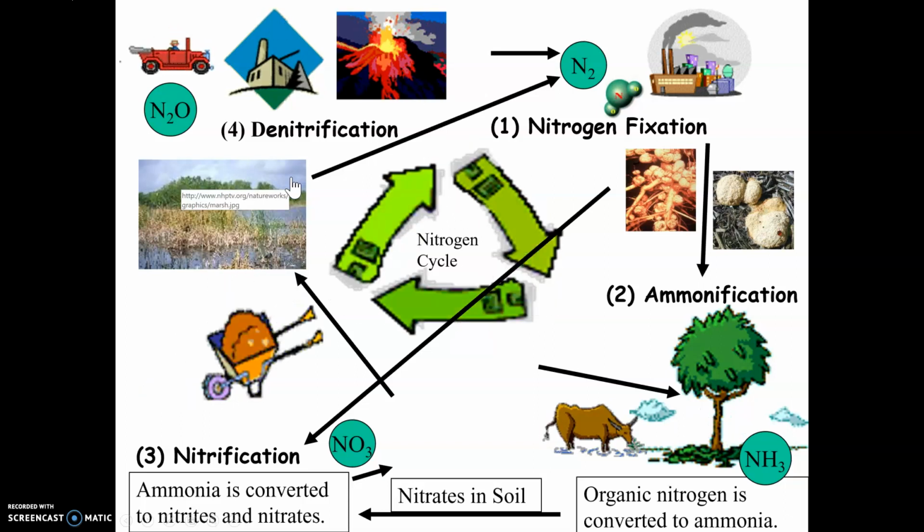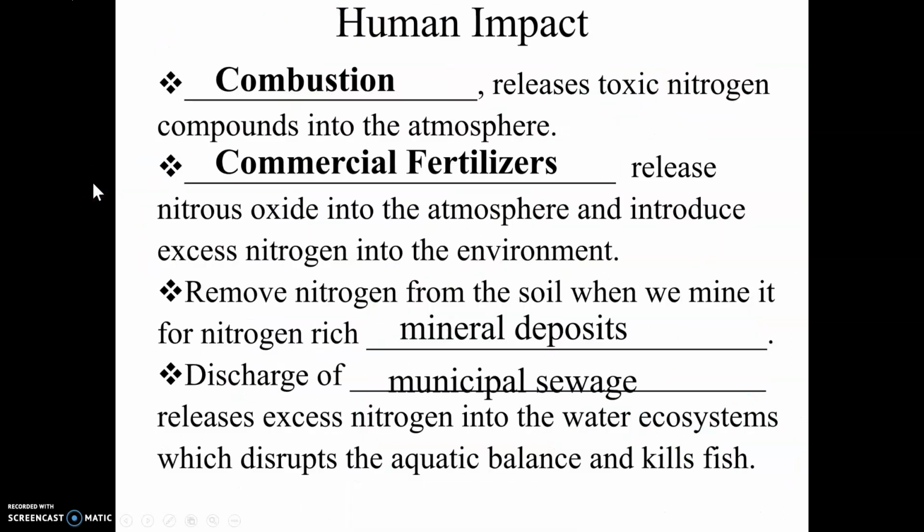The last thing we're going to talk about in this video is the human impact on the nitrogen cycle. There are a couple of things that we as humans do that can throw the nitrogen cycle off balance. The first of these is combustion. Combustion is the process of burning things. So anytime you're burning, you're releasing toxic nitrogen compounds into the atmosphere. The more things that humans have burning, the more of that toxic nitrogen compound is going to be in our air.